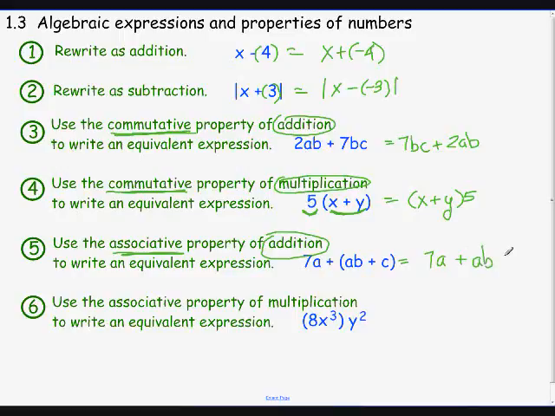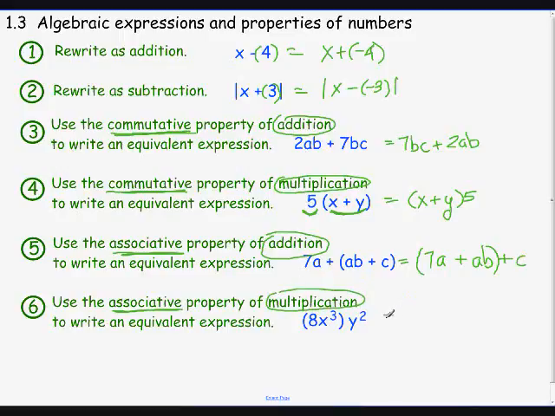What's going to change is just the association. This one groups the second and third. We're going to group the first and second. How about the associative property of multiplication?